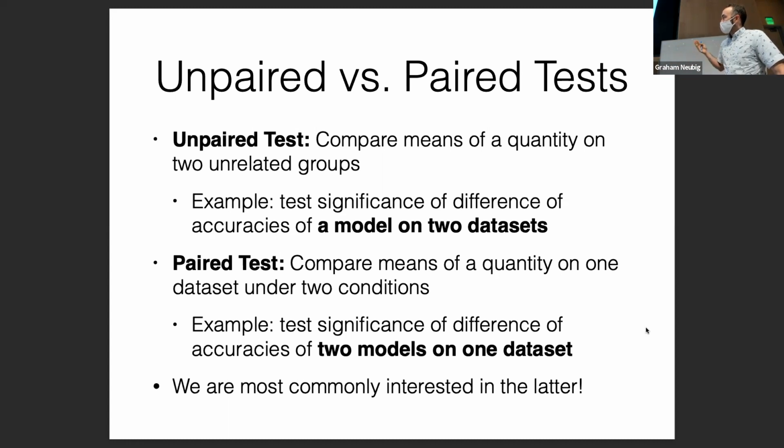So in NLP, it's much more common to be interested in the latter. And there's also good news about this. Paired significance tests are much more likely to yield significant differences because you're controlling for the differences that are based on data set selection, for example.